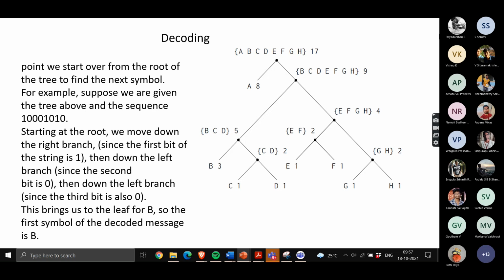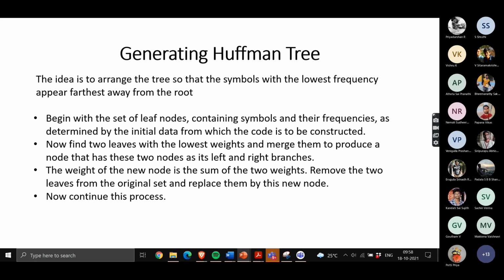This is the way. What you have to do is move to the root node and read the first character. If it is 1, go to the right side. If it is 0, go to the left side, and continue the process till you reach the leaf node. When you reach the leaf node, write the symbol in that node. Once you have written it in the output, move back to the root node and continue the process.